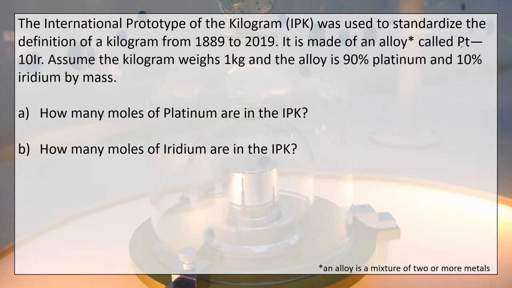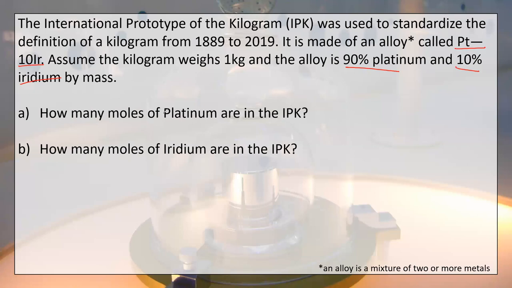And it's made out of an alloy called PT10IR. An alloy is a mixture of metals, and this naming PT10IR is meant to indicate that it is 90% platinum and 10% iridium. PT10IR is not like a traditional way of naming compounds, and alloys aren't really named the way we named compounds in class, so just let it go. This is what people call it.